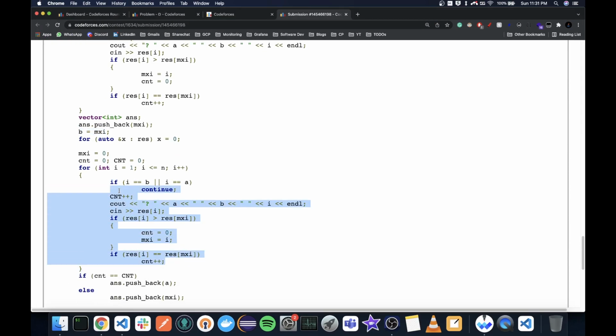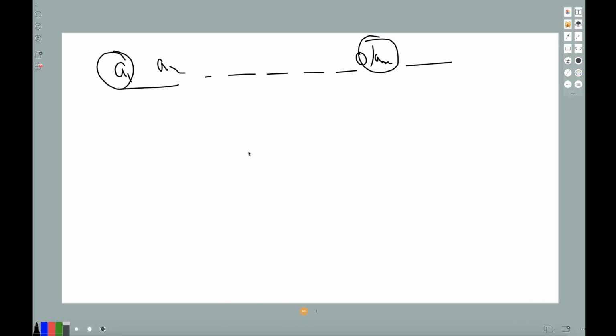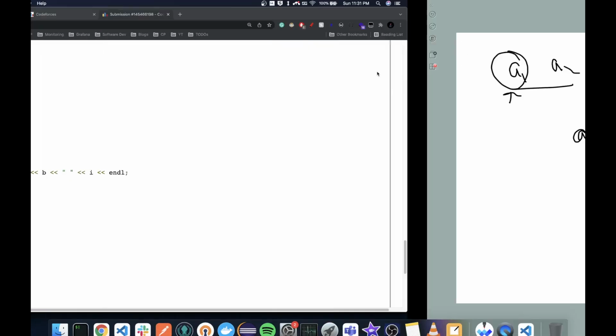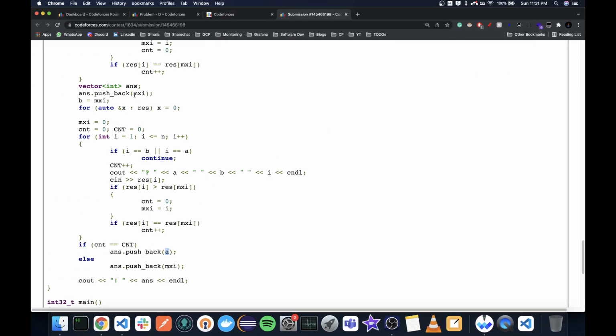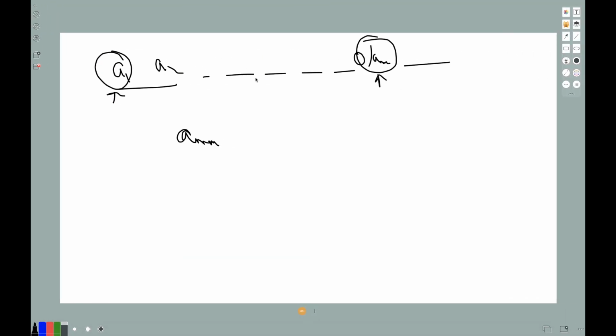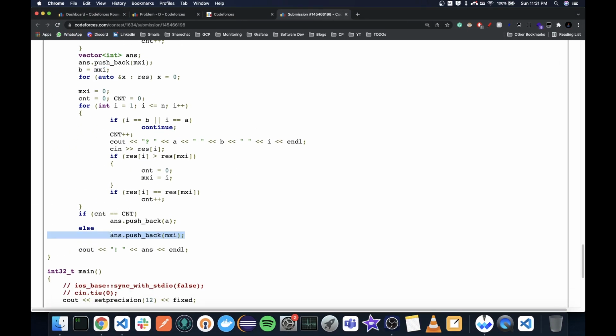And again, I do the query, but this time I also keep a count of the occurrences of maximum, and the total count, which is just n minus 2. I don't know why I stored it in a different variable. And if this time the count is equal to the total count, that is, I get a max n minus 2 times, that means that these two that I'm selecting right now every time are the two possible answers. So I push back A because mxi was already pushed back, which was B. And otherwise, whichever is the maximum one, I will push back that. This I explained previously in the video, obviously. And then I print the answer.